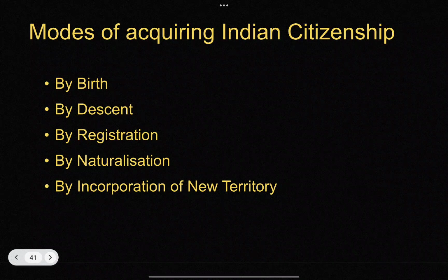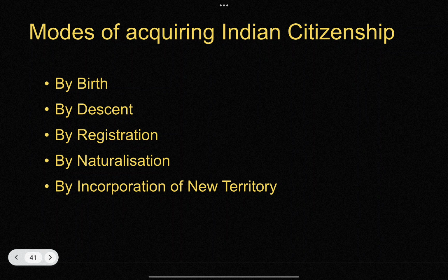Second, by descent. A person born outside India, and at the time of his or her birth, one or both of the parents are Indian citizens. It is to protect the interests of the people who are born in other countries. There, the parents have to get the child registered in an Indian embassy or Indian consulate within 2 years of birth. It is also known as jus sanguinis, law of blood.